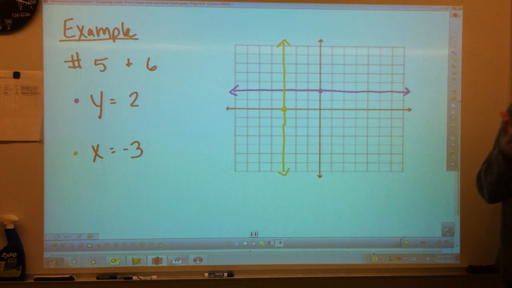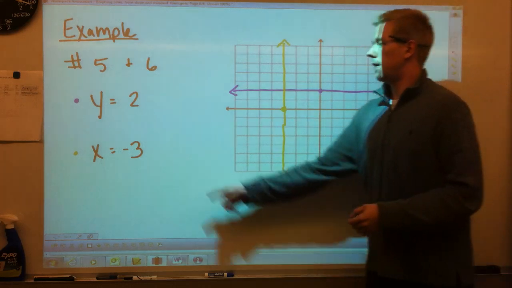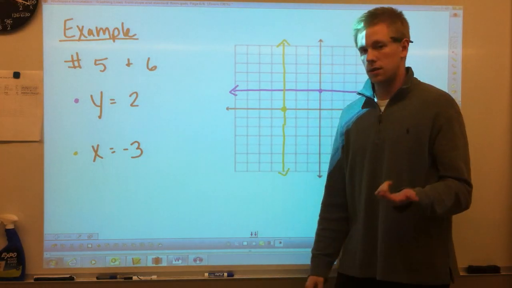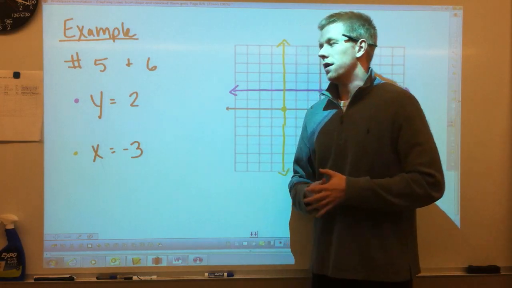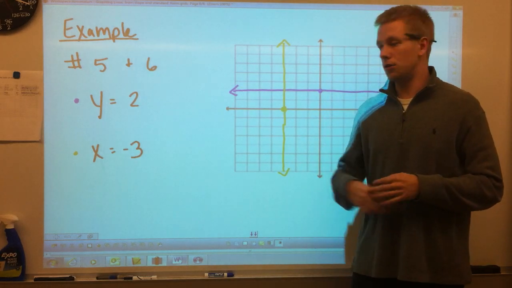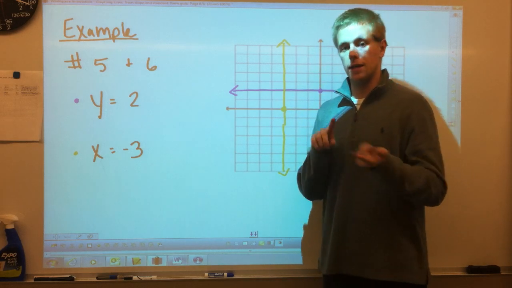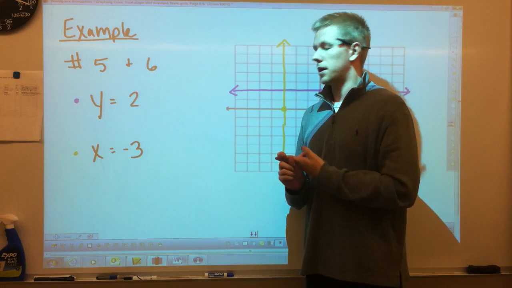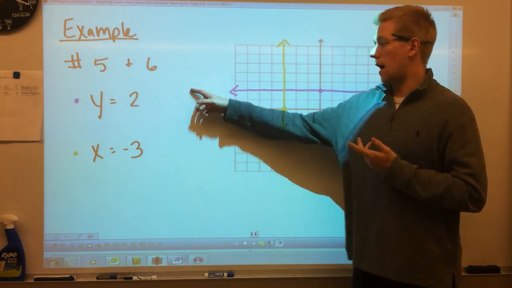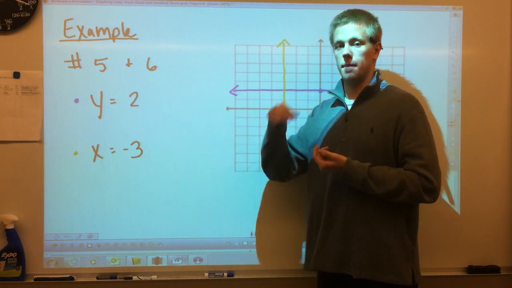So this is number 5 and it's also number 6. Number 5 is y equals 2. Number 6 example is just x equals -3. Now these lines are very simple. They look easy, but they're kind of difficult when people try to think about graphing a slope and graphing the y-intercept because they don't have a slope. Neither one of these has a slope where I have to count a rise over a run.